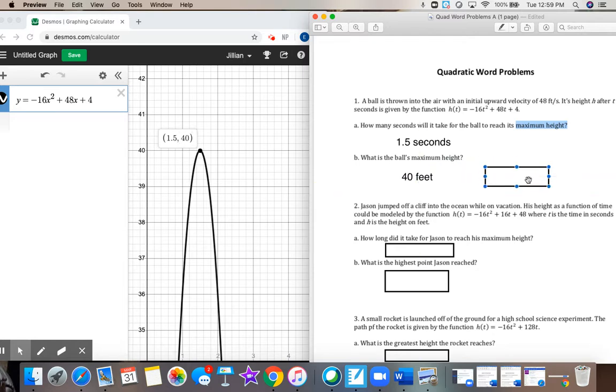Remember to label your numbers. So it takes 1.5 seconds for the ball to reach its maximum height, or in other words, for the vertex, the maximum of this parabola, and it's 40 feet.